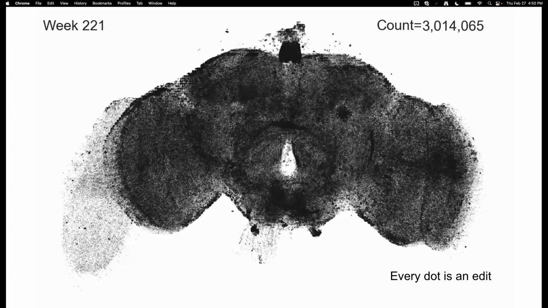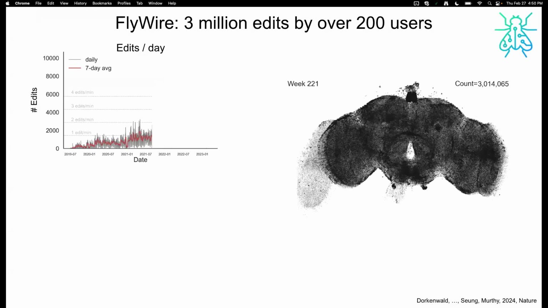And by the end of it, we made about 3 million manual edits together. At first, here on the left, I'm showing you this over time as a rate of number of edits per day. And these bars show you what it effectively means per minute. At first, this was mainly people that joined to do their science.